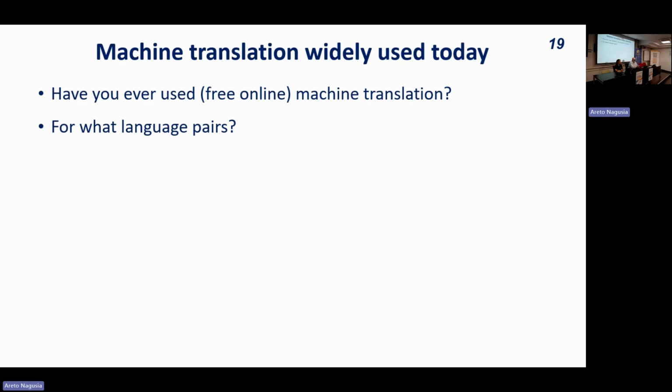Anyone else? Aranese, didn't work very well. Aranese and what other language? Catalan and Aranese. You can tell we're a community focused on minority languages. Right. Yes? Okay, so Mongolian, Thai, and apparently Mongolian worked very well. Yes?